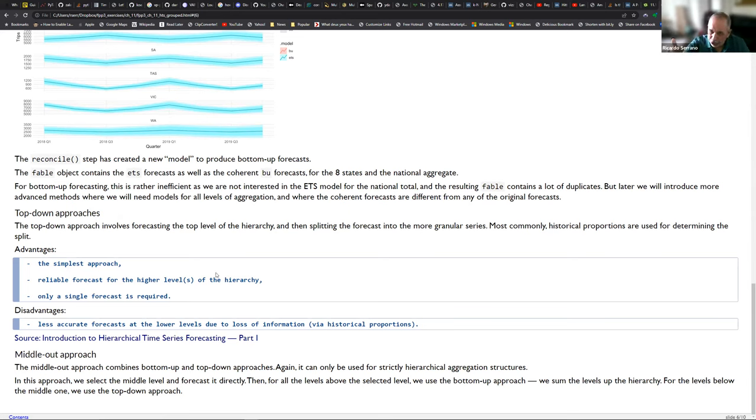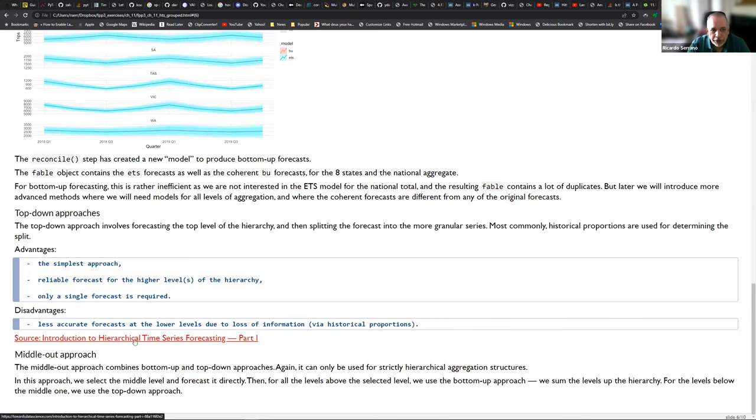Advantages to the top-down approach. Simplest approach, has some reliable forecasts at the higher levels, right? The closer to that top aggregation, the more reliable. If it has too many levels, then the lower levels are going to be less reliable, all right? And only a single forecast is required. In contrast with the bottom-up approach, which requires all the forecasts for the time series at the bottom, okay? And of course, it's less accurate.